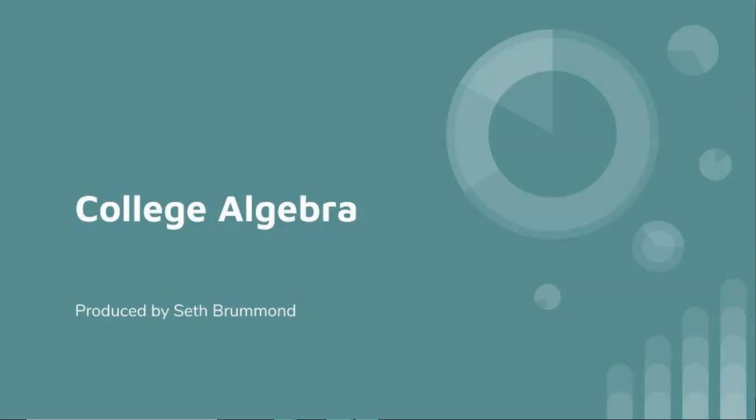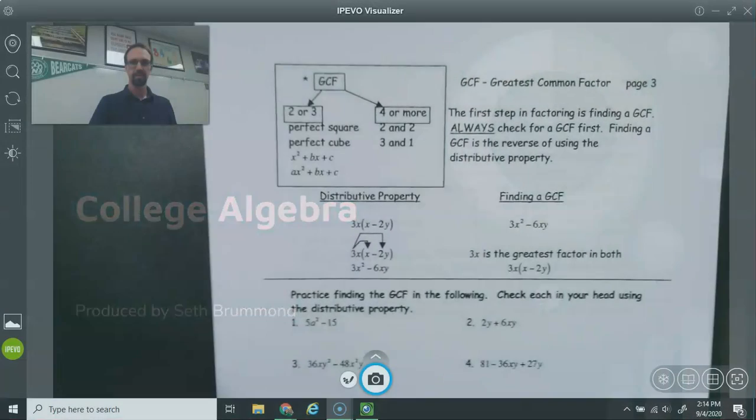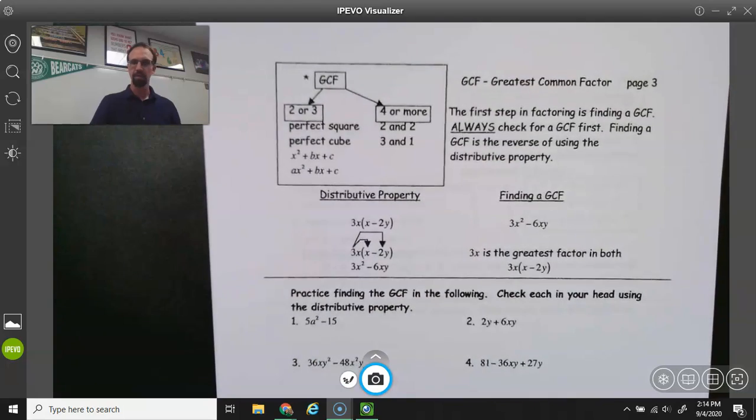Hi friends, this is the Unit R Day 4 notes. This is in the factoring packet. We're going to be looking at page 3, which is the greatest common factor.